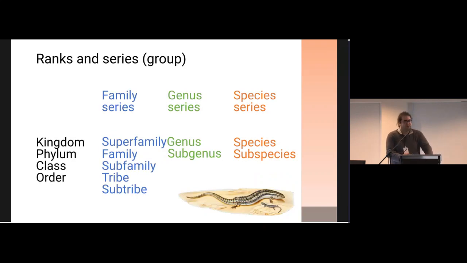There's another very important difference between zoology and botany: in zoology we have something called groups or series of ranks, and we have 3 of them that have different rules depending on which series we're talking about. For example, we have the species series, which contains the species and subspecies ranks, the genus series, which contains the genus and subgenus ranks, and the family series, which contains anything under superfamily and over genus.